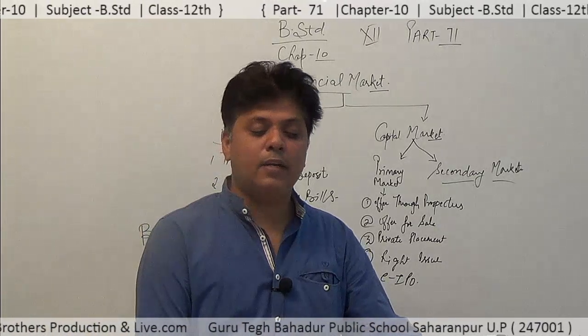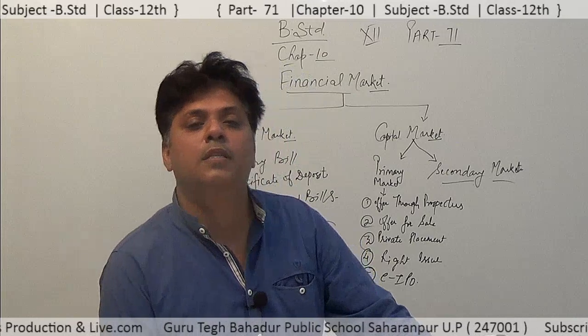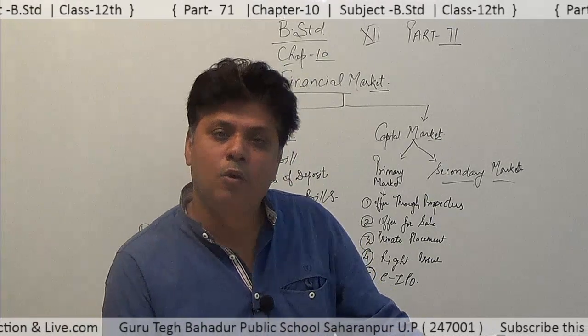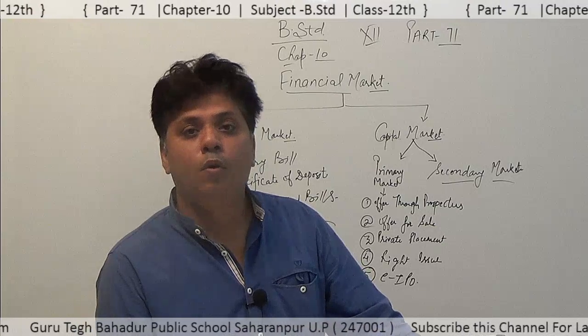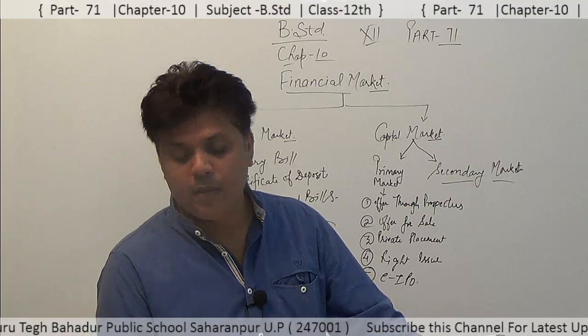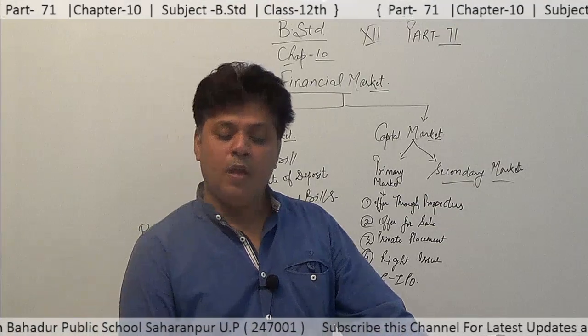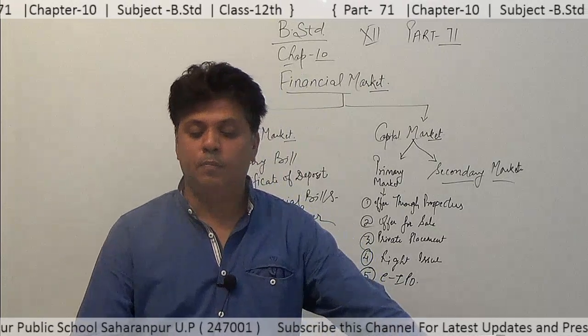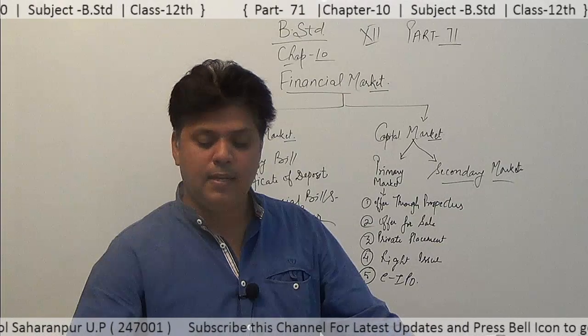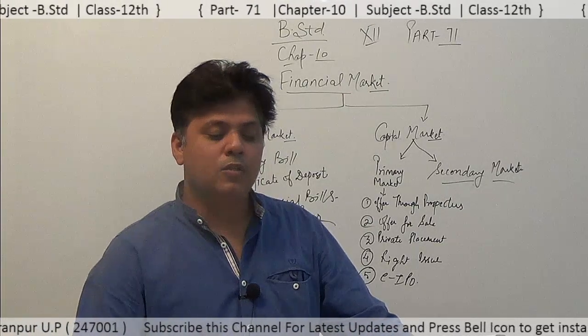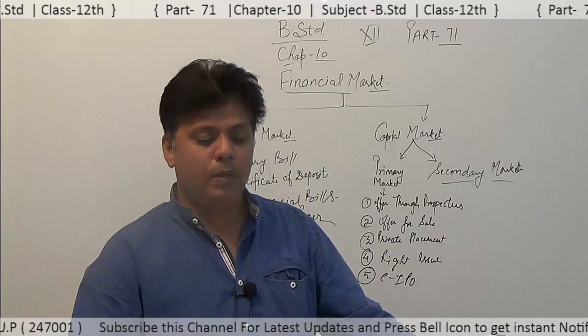The last method is eIPOs. E stands for electronic, and IPO means initial public offer, that is electronic initial public offer. This is the most used method in the modern era. A company proposing to issue capital to the public through the online system of the stock exchange enters into an agreement with the stock exchange. This is called an initial public offer.